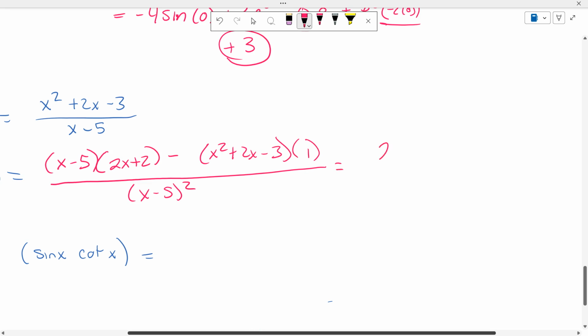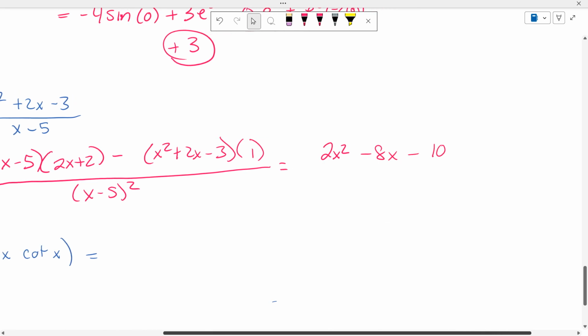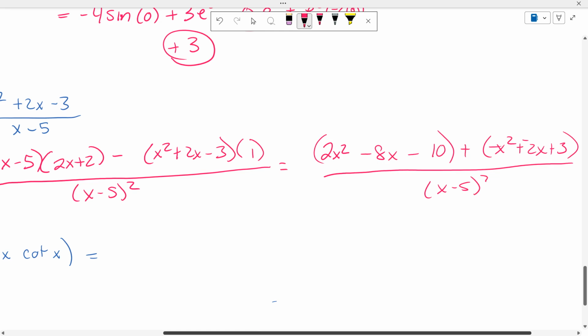FOIL the first one. 2x squared. Outers is 2x. Inners is negative 10x. So minus 8x minus 10. And then from there we have to subtract x squared plus 2x minus 3. So we have to distribute the negative sign. So then 2x squared minus x squared is x squared. Negative 8x plus negative 2x is negative 10x. Negative 10 plus 3 is negative 7.